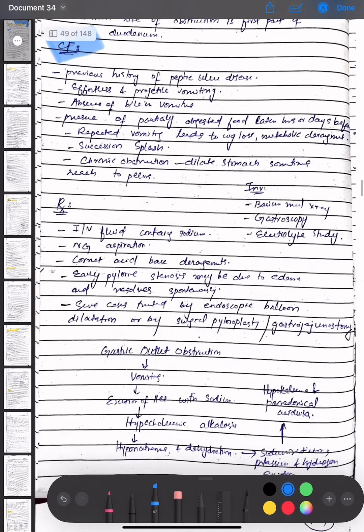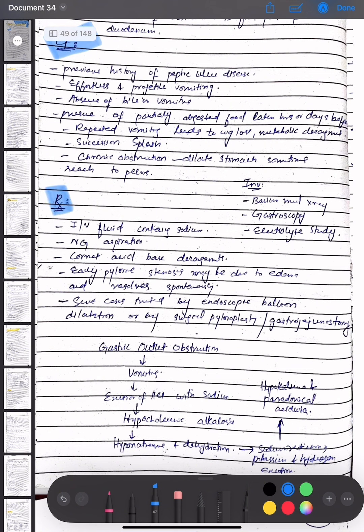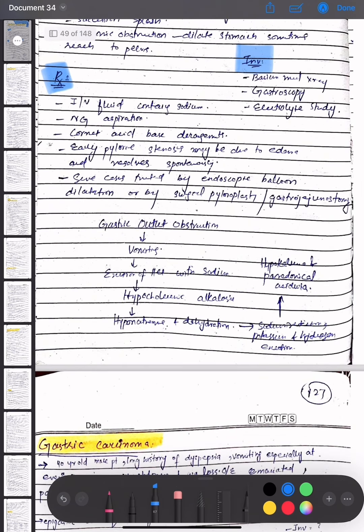Now what are the treatment options and what is the investigation? Investigations we will do are barium meal and X-ray, gastroscopy and electrolyte studies. The treatment options are intravenous fluid containing sodium, nasogastric aspiration, and correction of acid-base derangements. Early pyloric stenosis may resolve spontaneously. Severe cases are treated by endoscopic balloon dilatation or by surgical pyloroplasty or gastroduodenostomy.